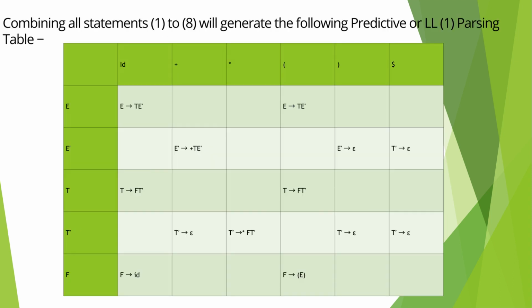Then we will fill the values of all the non-terminals and terminals in front of their columns and rows according to the statements and the grammar rules. We have filled the table: for id, we have written E tends to TE dash, and in the bracket we have written that too. So in the bracket and in the id we have written E tends to TE dash as the grammar, and in front of all non-terminals we will just see which terminal value is coming, and we will write it as it is. Thank you.